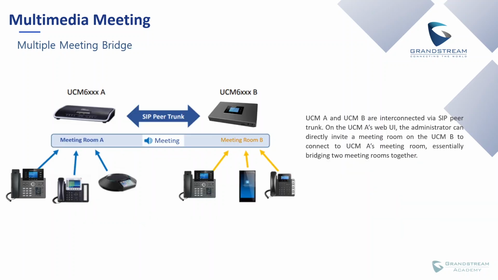seen before. The UCM 6000 supports multiple meeting bridges between different meeting rooms, remote or local, to essentially bridge 2 meeting rooms together to reduce the bandwidth. As an example, we have UCM-A and UCM-B, which are connected via SIP peer trunk, and each one of them is in a different location. On the UCM-A's web UI, the administrator can directly invite a meeting room on the UCM-B to connect to the UCM-A meetings room, essentially bridging 2 meeting rooms together.